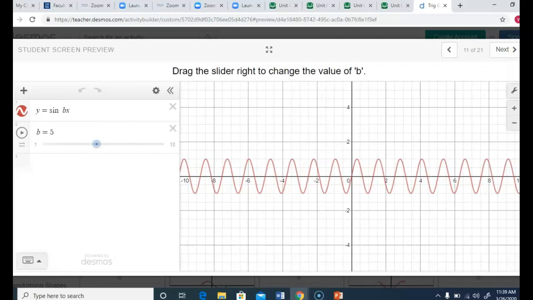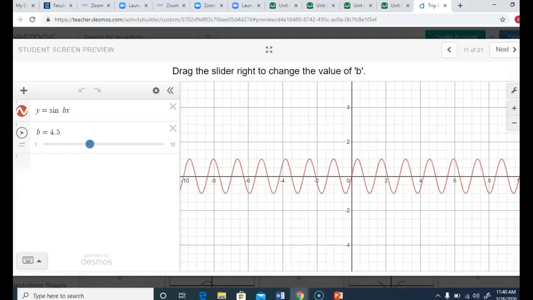Okay, this is one that I particularly want to talk about. When you have a number in front of the x here between the sine and the x itself, what happens is that affects the horizontal stretch and shrink of the graph. So when it's inside here, that tells me how many sine graphs I can have between 0 and 2 pi. Typically it's sine of x, so B would be 1, and I would have one sine graph between 0 and 2 pi.